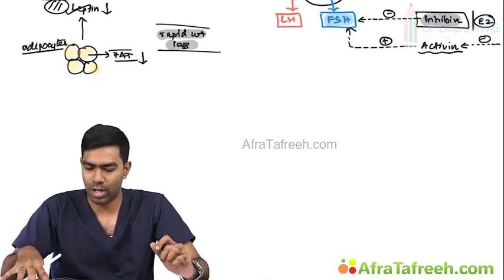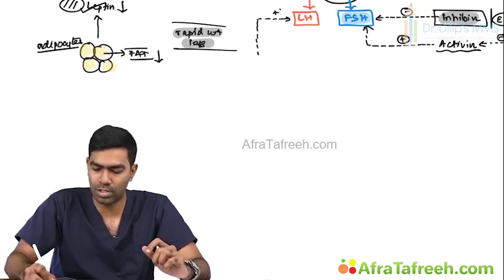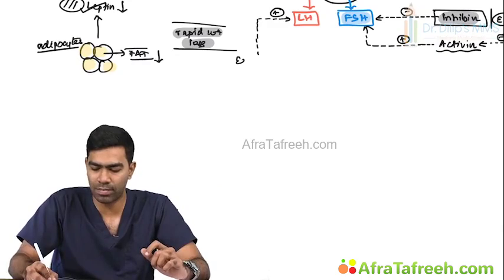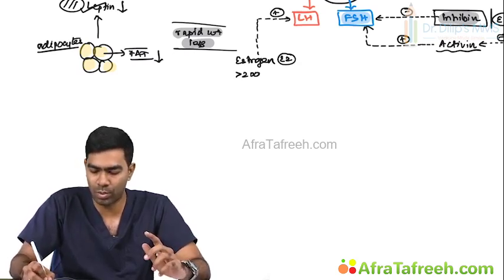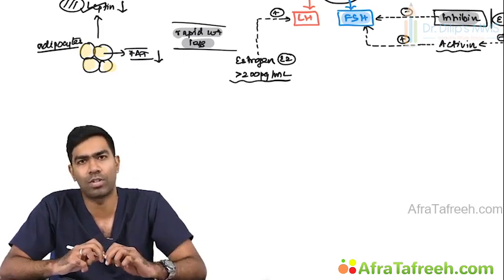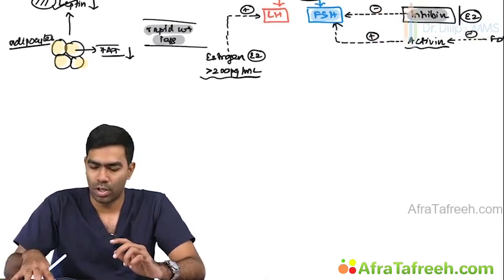Clear? So what are the things that are going to stimulate LH production? The most important stimulator of LH production in the periphery is going to be estrogen, especially estradiol. If estradiol levels go beyond 200 picogram per ml, and this is the threshold that is needed, it produces the LH surge, which is ultimately going to result in ovulation.